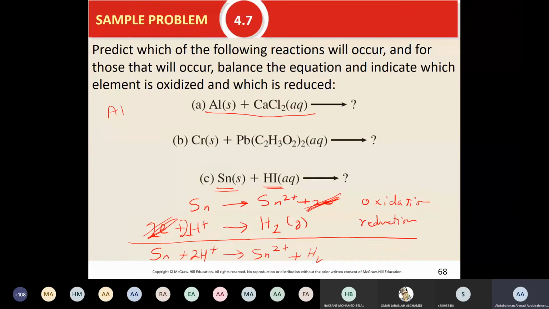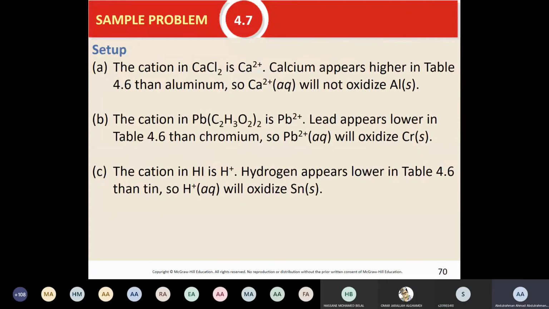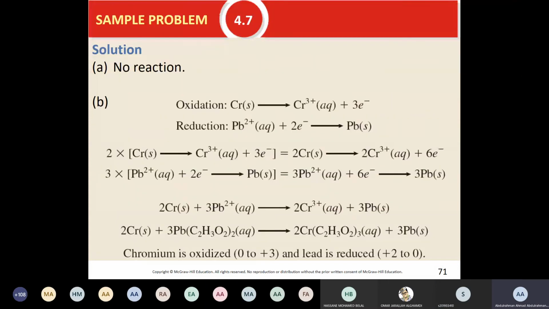What do I call these two reactions together? Oxidation and reduction. What is it called? Redox. Redox reaction. Is this clear? Make sure that the number of electrons are the same in both of them.